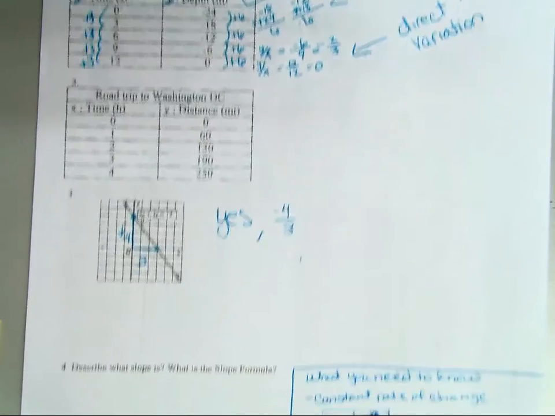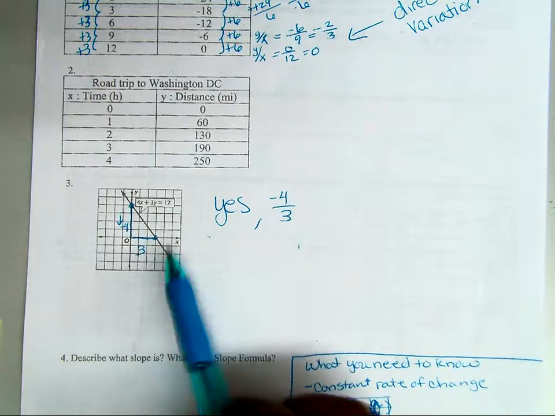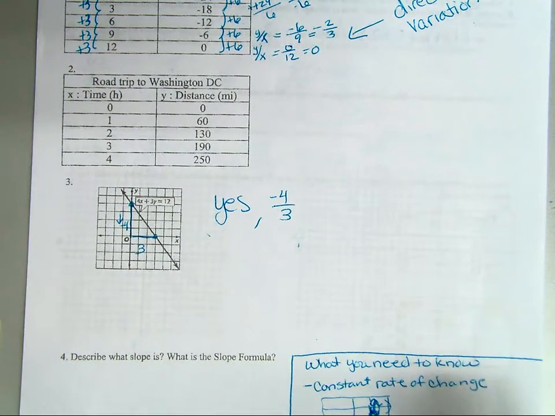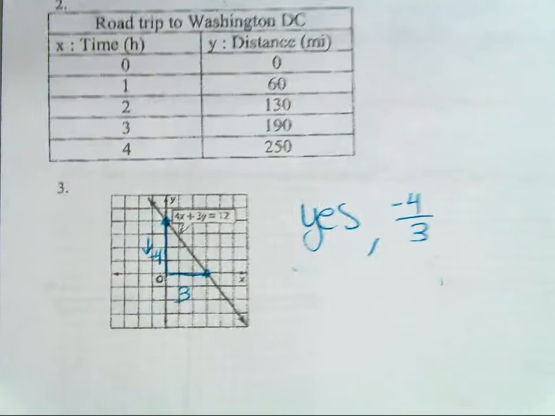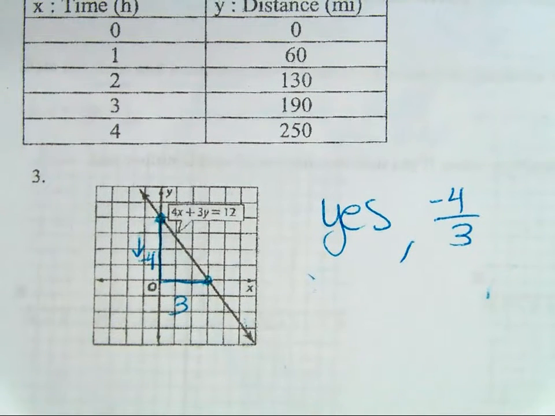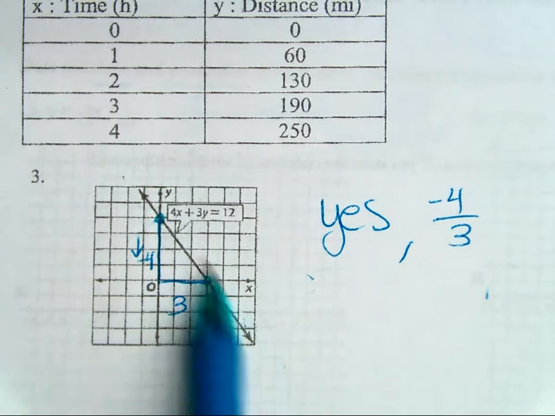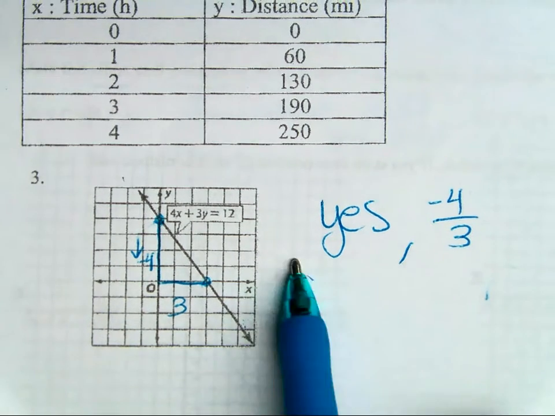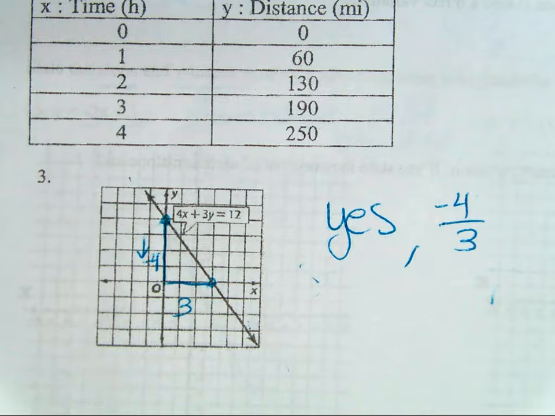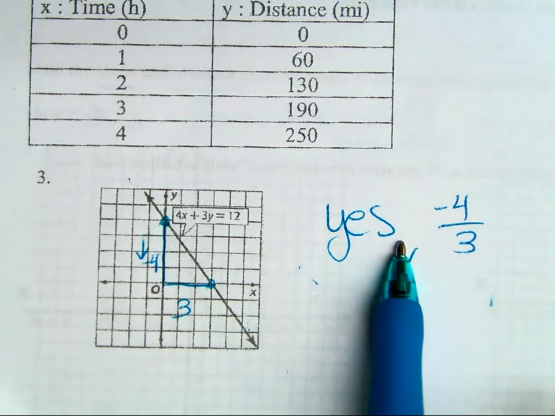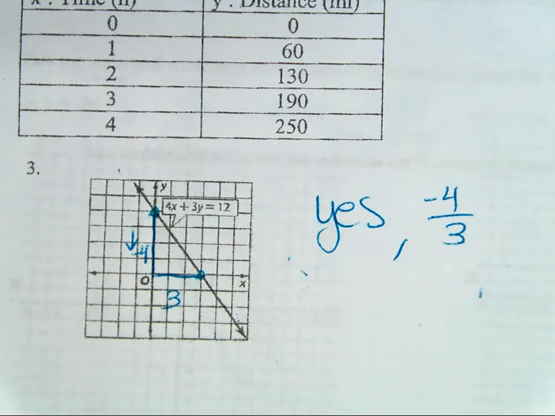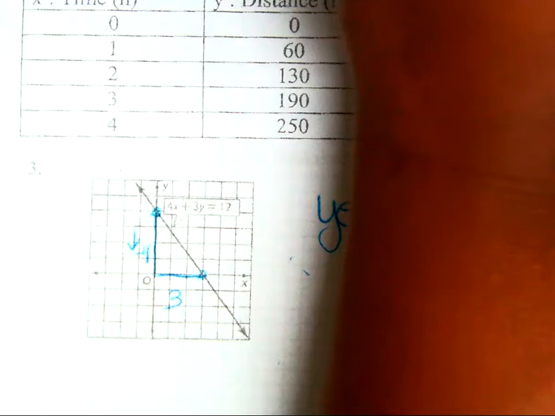Okay? For this graph, you should be able to look at that line and say, is that line a straight line? If it's a straight line, then it has a linear relationship. Period. If it's a straight line, it has a linear relationship. So that's why I can simply put yes. And then once I know yes, it has a linear relationship, I have to say, what is the constant rate of change? Or what is the slope?